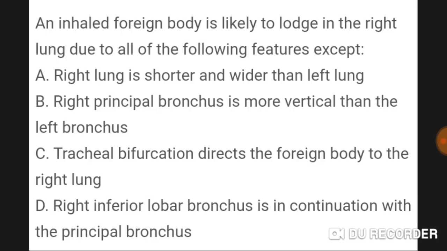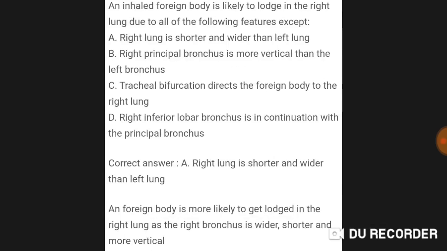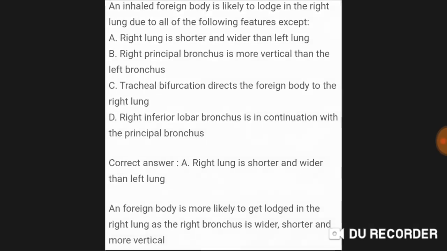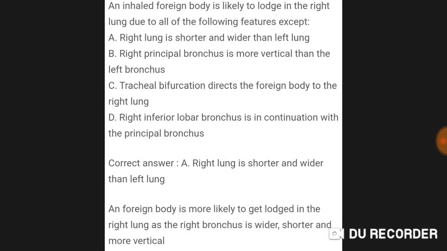An inhaled foreign body is likely to lodge in the right lung due to all of the following features except: right lung is shorter and wider than left. So this is answer A. They are asking except. A foreign body is more likely to get lodged in the right lung as the right bronchus is wider, shorter, and more vertical.